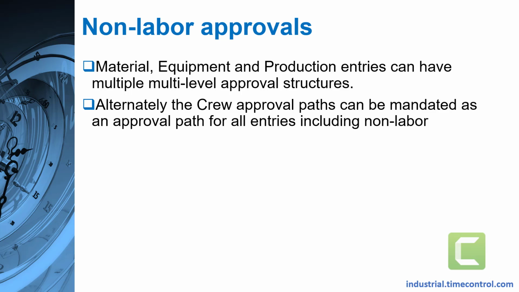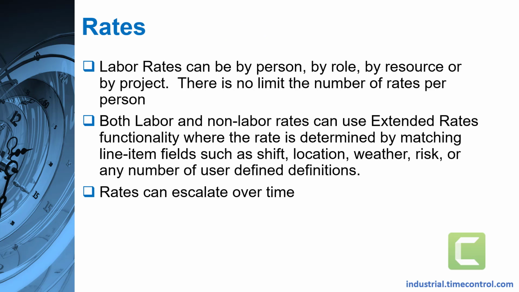For non-labor approvals, such as equipment or material consumption or production accomplished, there are approval paths for that also. And we can determine that being entered directly on the timesheet at the same time as labor, or they can be entered separately.